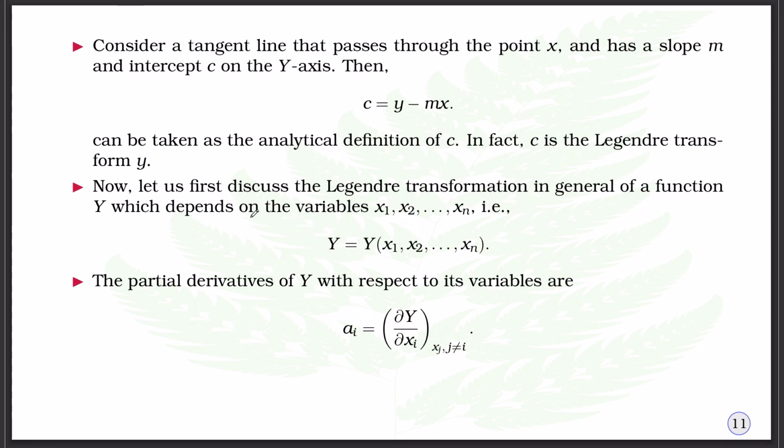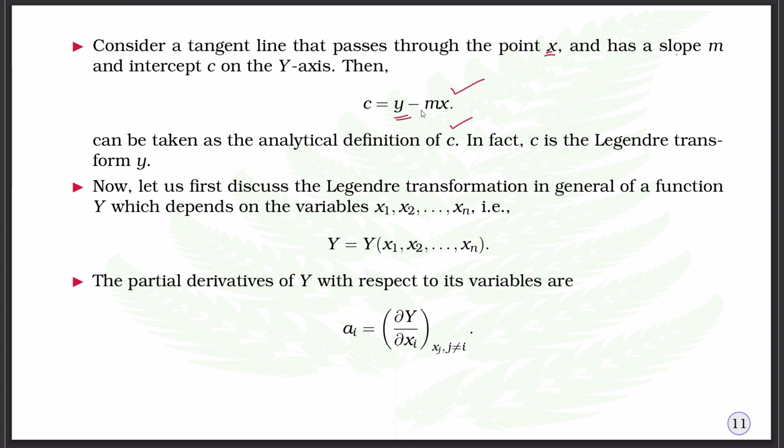So consider the tangent line that passes through the point x and has the slope m and intersects the y axis at the point c. Then c in the form of y minus mx can be taken as the analytical definition of c. In fact, c is the Legendre transform of y.